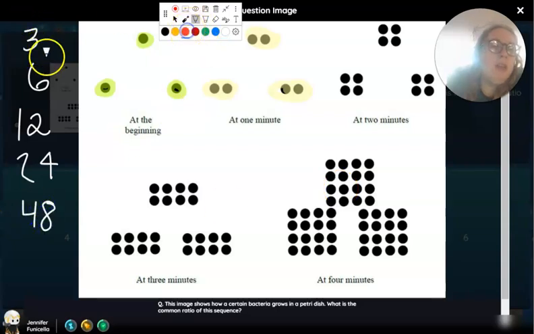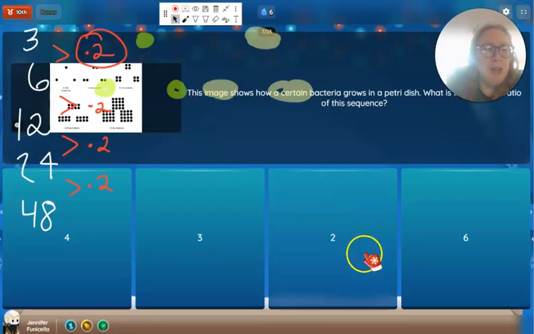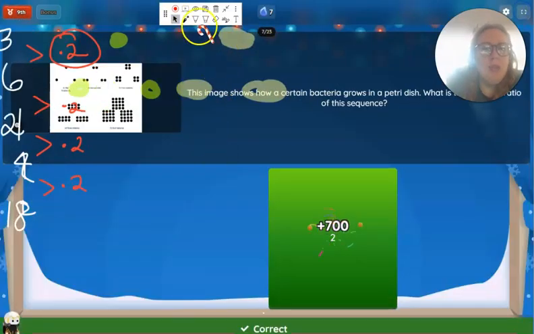So we look at these options, and what is our multiplier? How do we go from 3 to 6? Well, we doubled. We multiplied by 2. 6 times 2 is 12. That's correct. 12 times 2 is 24. 24 times 2 is 48. So our common ratio, which is what it was looking for, is that multiplier of 2. So we're going to go back and select 2.